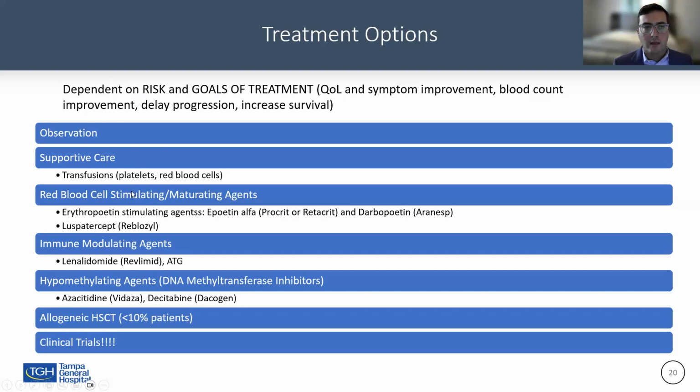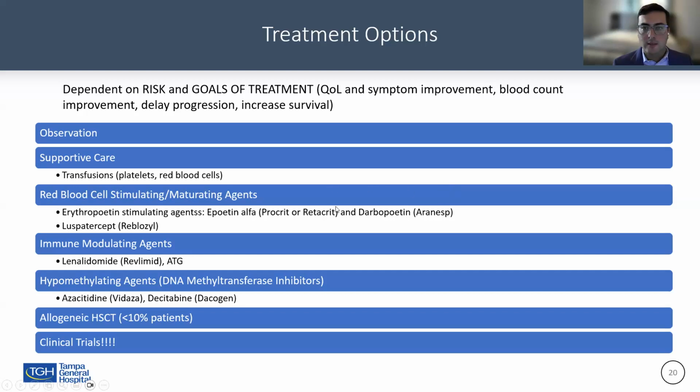Another treatment modality for MDS is transfusions. Sometimes patients need red blood cell transfusions. Sometimes they need platelet transfusions to really support their blood counts and keep them feeling okay. The next class of drugs is red blood cell stimulating agents or maturing agents. There are really two types of drugs in this class. It's the erythropoietin stimulating agents, or ESAs. This is erythropoietin alpha, which is Procrit or Retacrit generally, or darbepoetin, which is Aranesp.